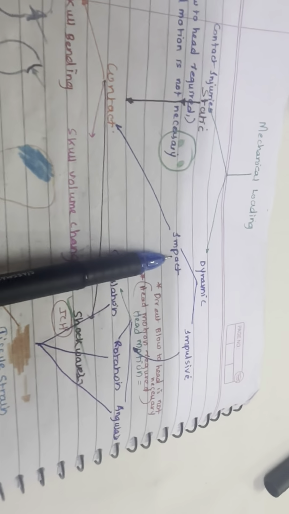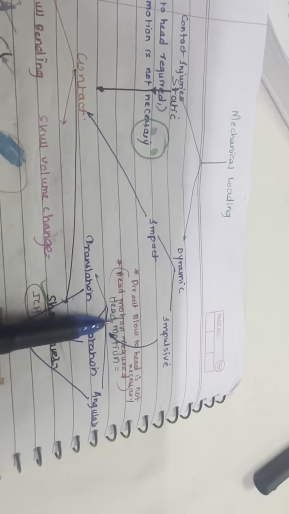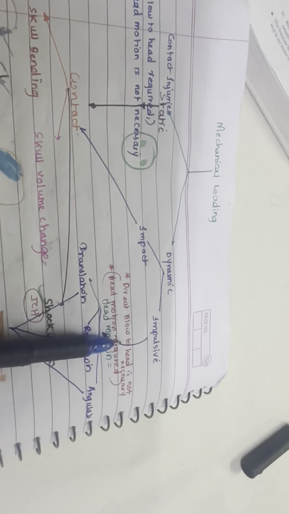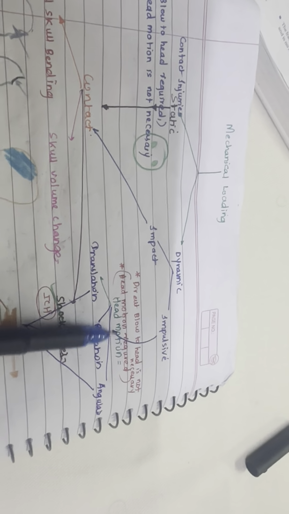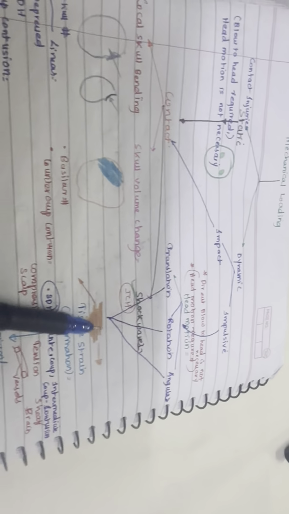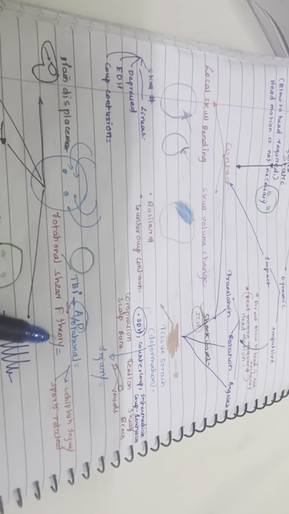And also in dynamic, impact and impulsive. Impact contact is also impulsive. That is head motion injuries. Dynamic head motion is required; a direct blow to the head is not necessary. Translational, rotational and angular. Tissue strain, deformation, injury.